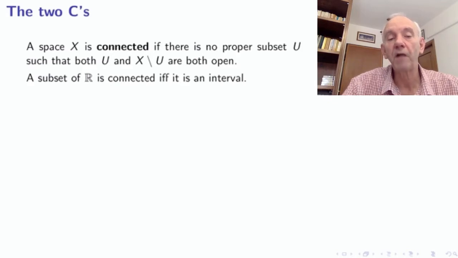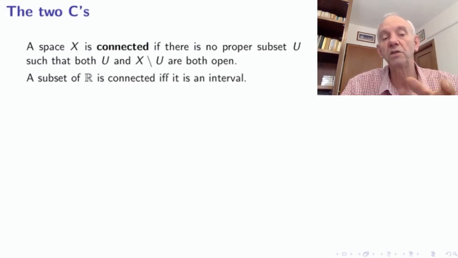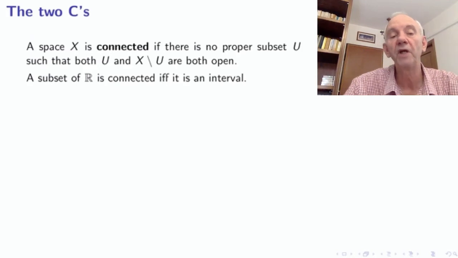So you cannot partition the space X into two subsets which are both open. Partition means that I'm writing X as a disjoint union of U and its complement. We can never do that with both the U and its complement open. If we can do that, the space is said to be disconnected.